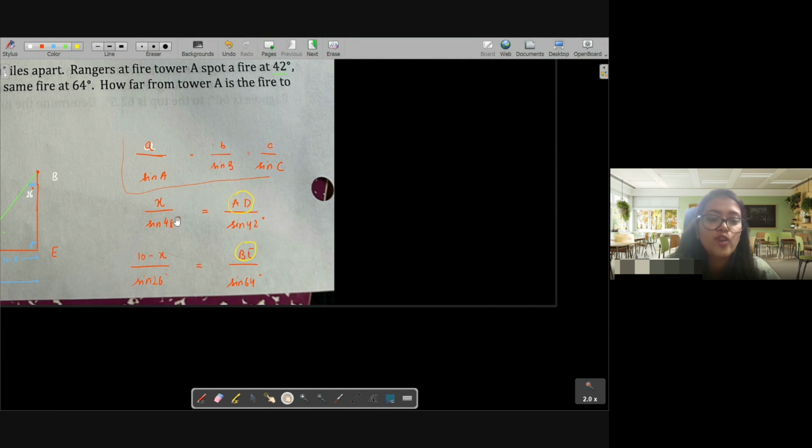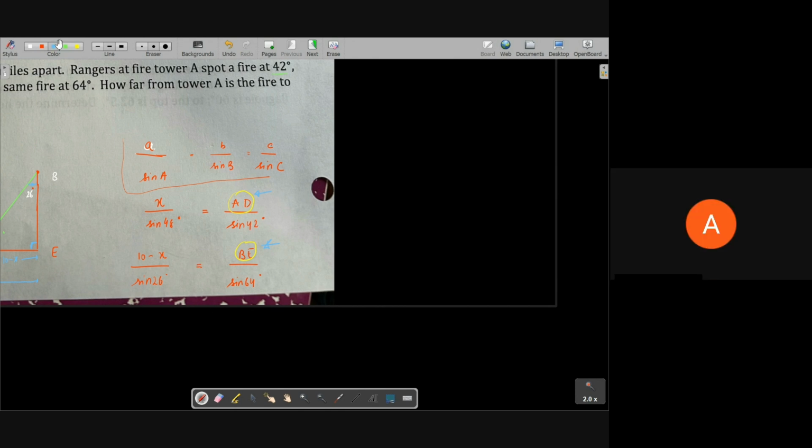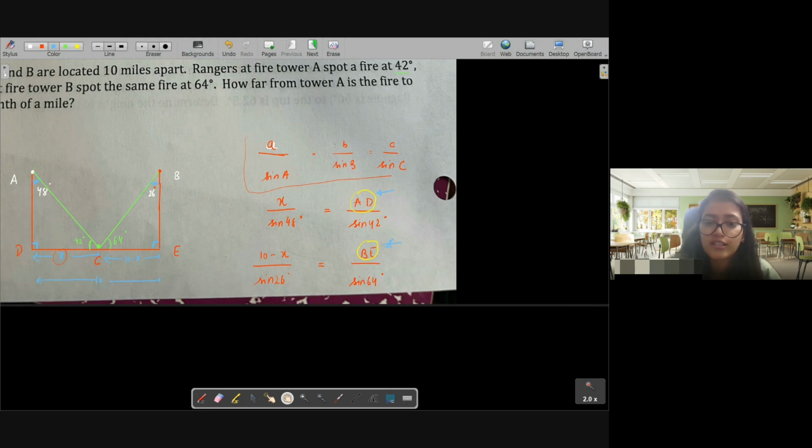Okay, so how will you solve these two equations? You have to find out the value of x. You can find out the value of AD from this equation in terms of x. And from here, you'll have to find out the value of BE in terms of x. And then we can equate them because the height of the towers is the same. Okay, so first let's write the values of sine 48 degrees.